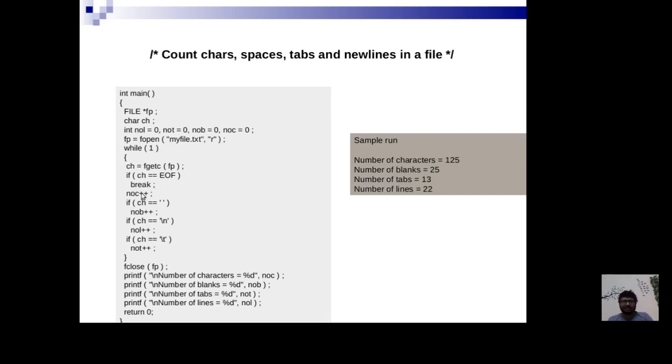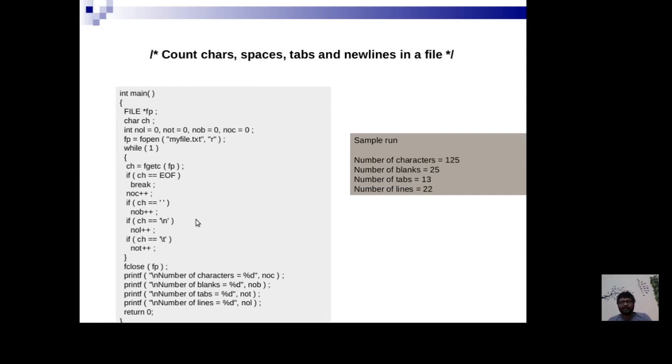You increment NOC++ because ch is a character. So you have seen a new character, so the number of characters is incremented. If ch is a blank, you increment NOB++, you have seen a new blank. If ch is a new line character, you increment NOL++. And if ch is a tab, you increment NOT++.